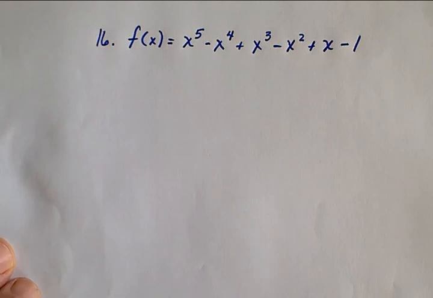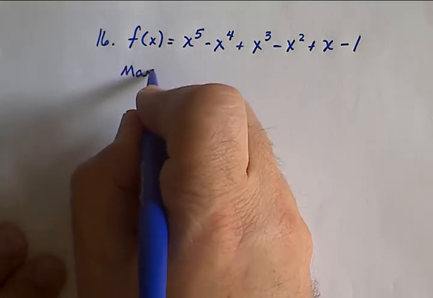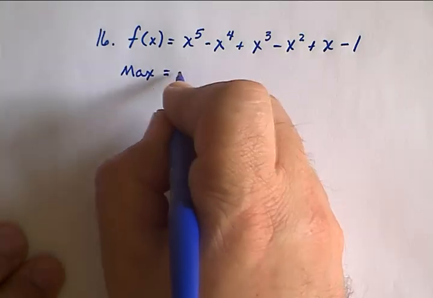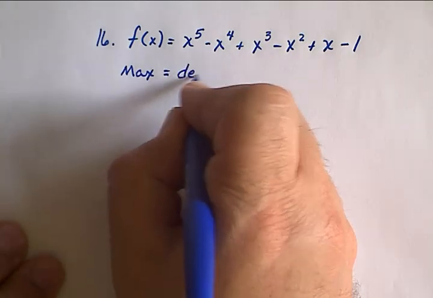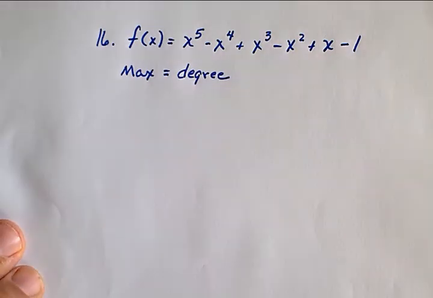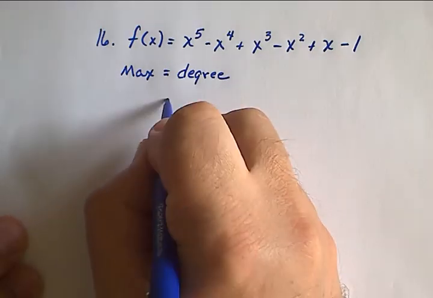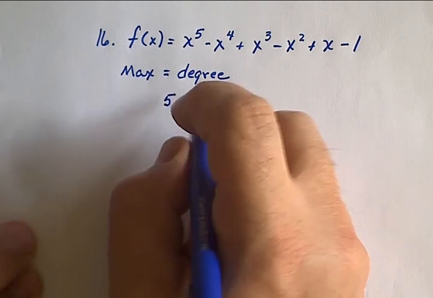It's a fifth degree function. It has 6 terms, including that negative one as a constant at the end. To tell the maximum number of zeros, all you have to do is determine the degree of the polynomial. The maximum number is always equal to the degree. Since this is a fifth degree polynomial, there are a maximum of 5 zeros.